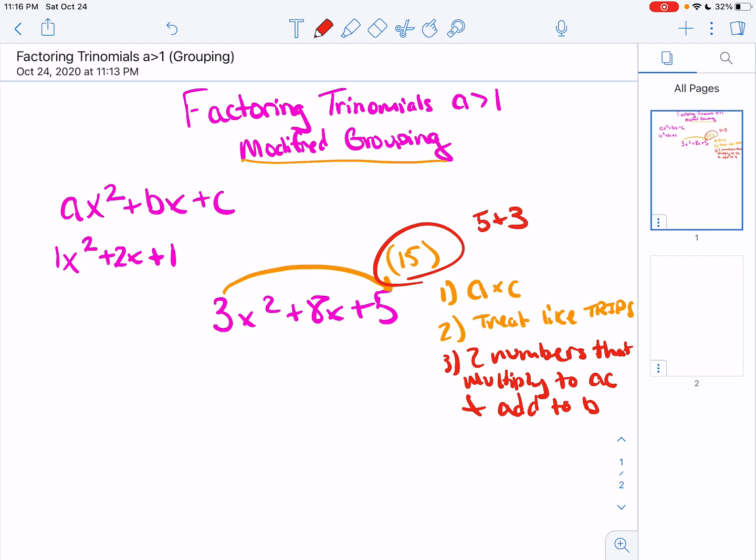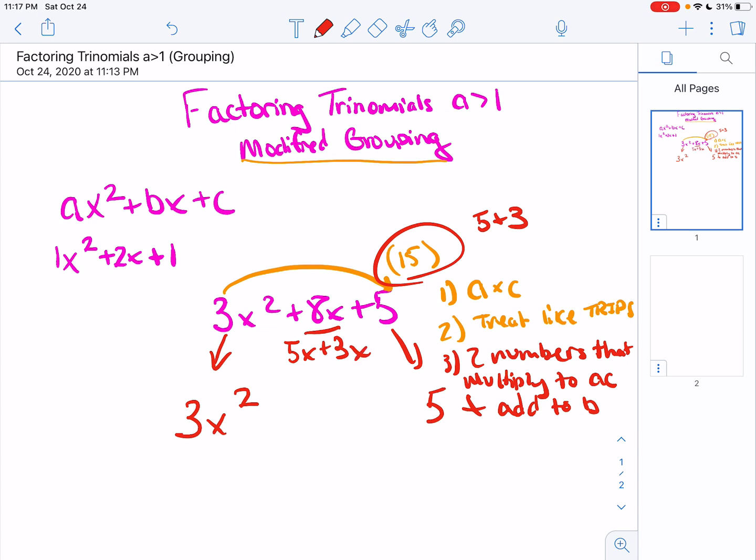So what's the big deal? Why did we actually do this? Well, the reason that we found the 5 and 3 is that it gives us a way to break up this 8x into 2 different terms. So we're going to bring down our 3x squared and our 5, and we're going to break up the 8x into 5x plus 3x. Notice how 5x plus 3x is 8x.